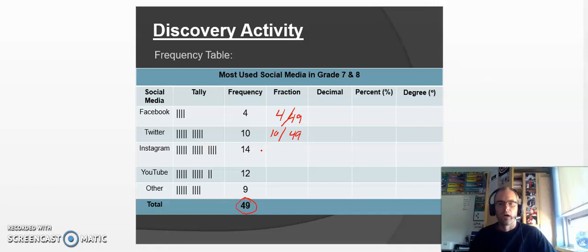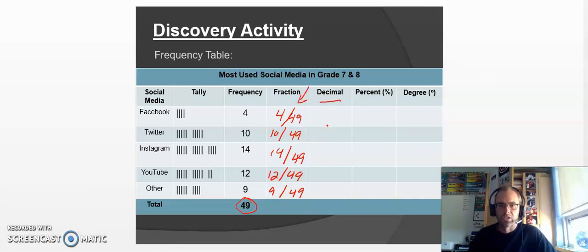Now, actually, I'll just do the rest here. 14 out of 49, 12 out of 49, and 9 students out of 49 chose other, and that's where you get your, what's it called, TikTok, and all that other stuff. Anyway, we'll explain why this is important. We need to convert them now to a decimal.